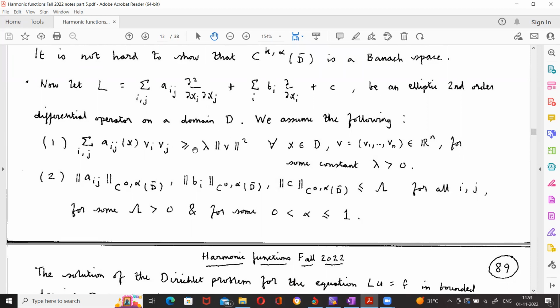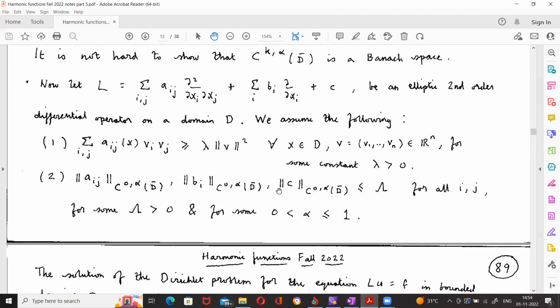Yeah, that's the first assumption, the uniform ellipticity. The second assumption is that the coefficients are Holder continuous, for a fixed alpha. All the coefficients are Holder continuous.